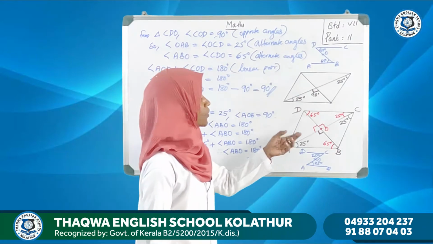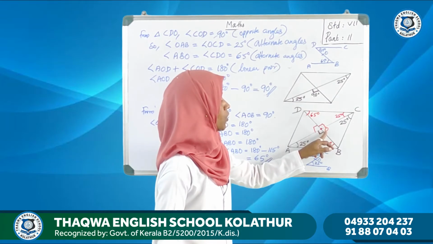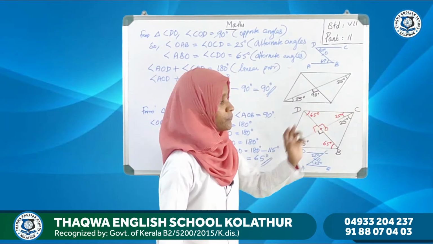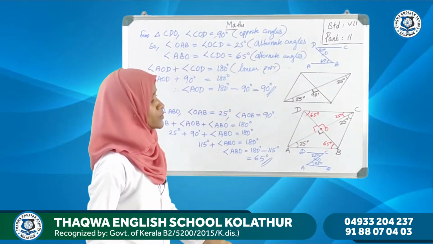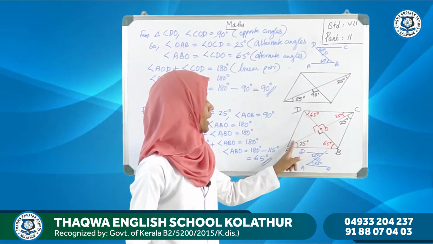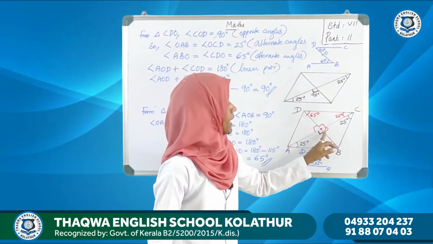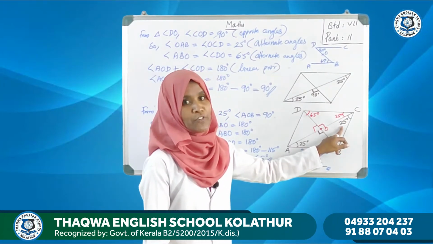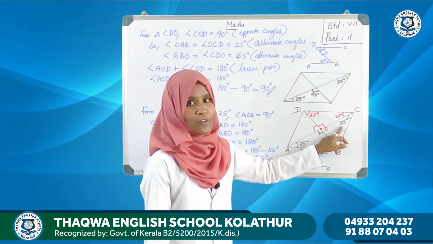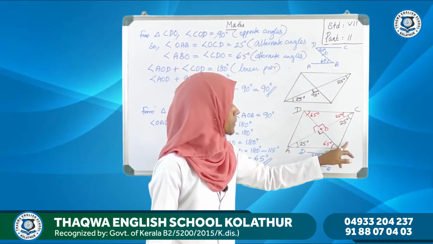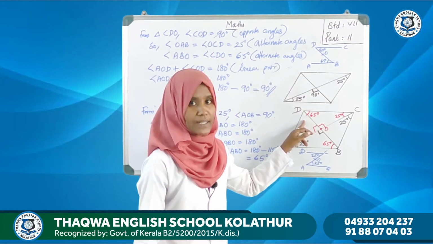Now, next we have to find out angle OAD and angle ODC. First, we have to find out angle OAD. How? Can you say how to find out the measure of angle OAD? Yes, in your question, you have given angle OCB is 25 degrees. Angle OCB and angle OAD are the alternate angles.